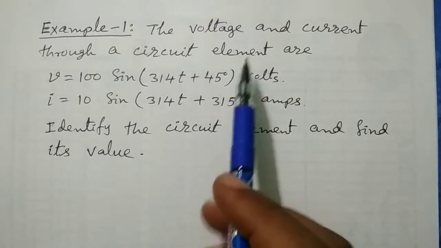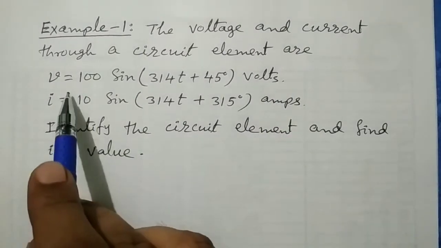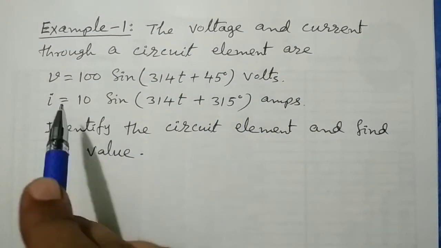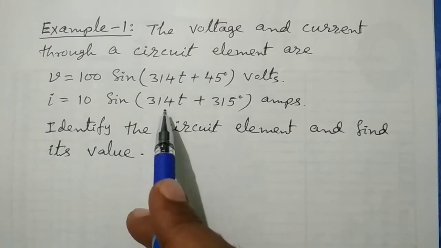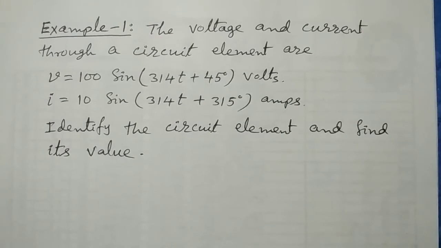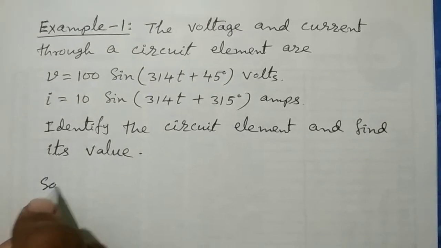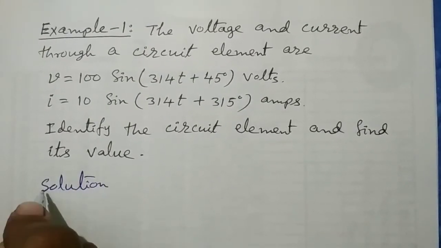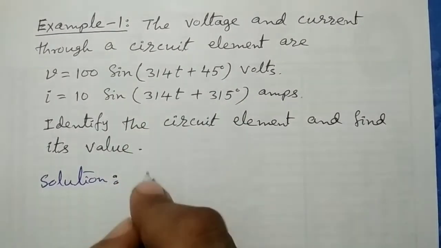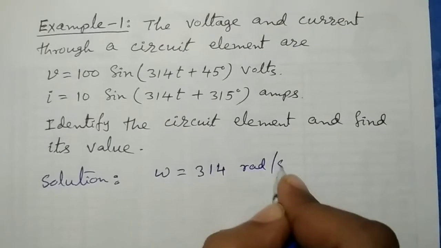The question is, the voltage and current through a circuit element are V equal to 100 sin 314t plus 45 degree volts and I is equal to 10 sin 314t plus 315 degree amps. Identify the circuit element and find its value. During the solution, first of all you must know that it is omega t. Therefore the omega here is 314 radian per second. It is given.